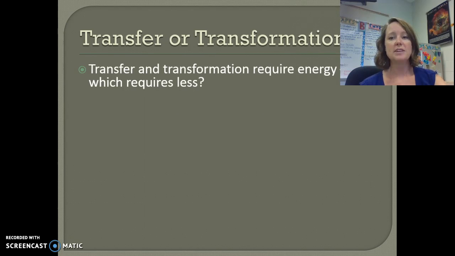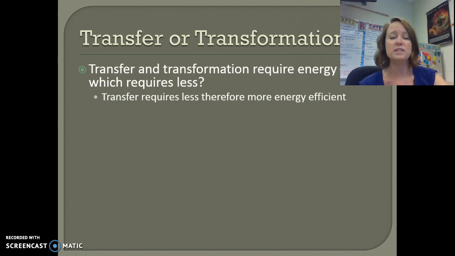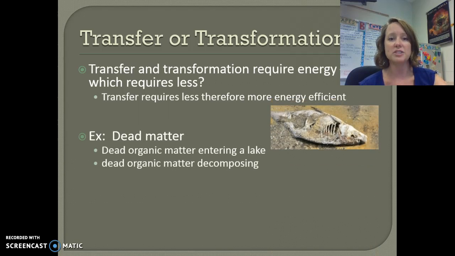Now, transfers and transformations both require energy, but transfers are going to require less energy because you're just moving from one location to another, so transfers are going to be more energy efficient.